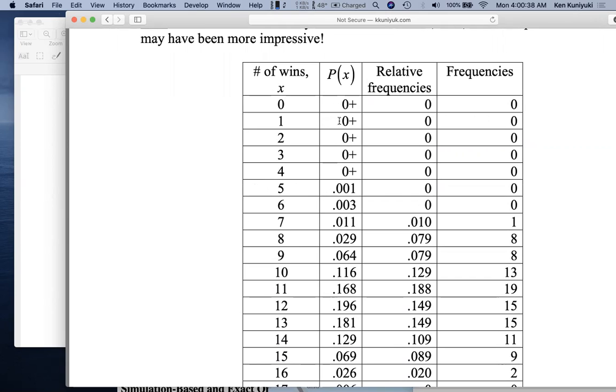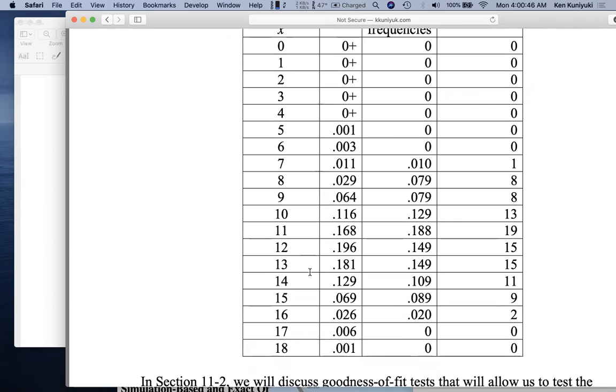There's almost no chance that you win the car no times or 1 time or 2 times, for example. The most likely number of wins is, look at this, 12 out of 18. That's one reason why I chose 18 rounds. 2/3 of 18 is 12. It turns out that this is the mean for this distribution.